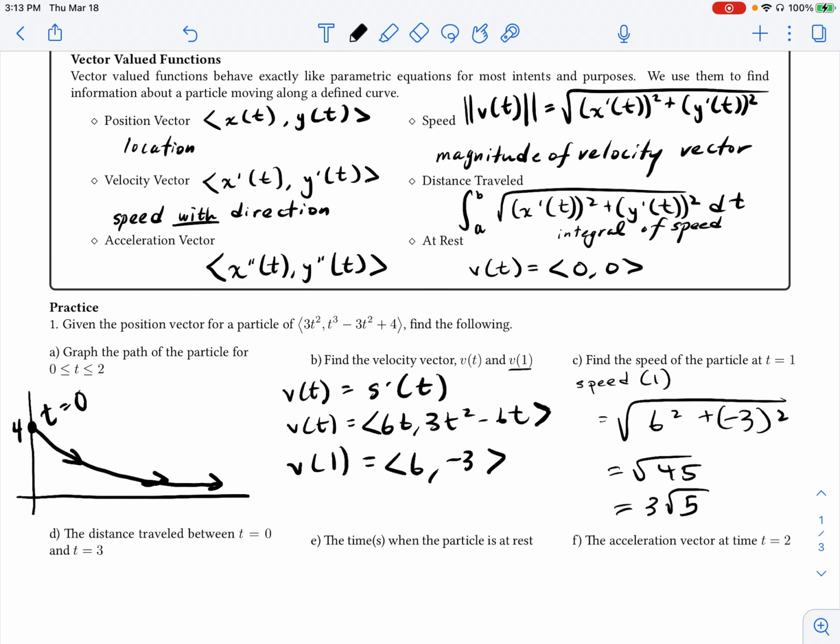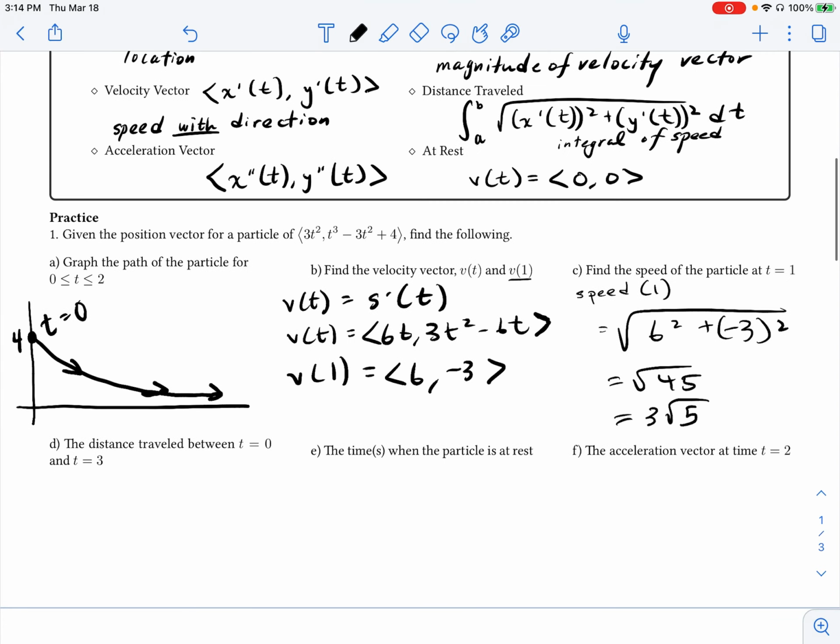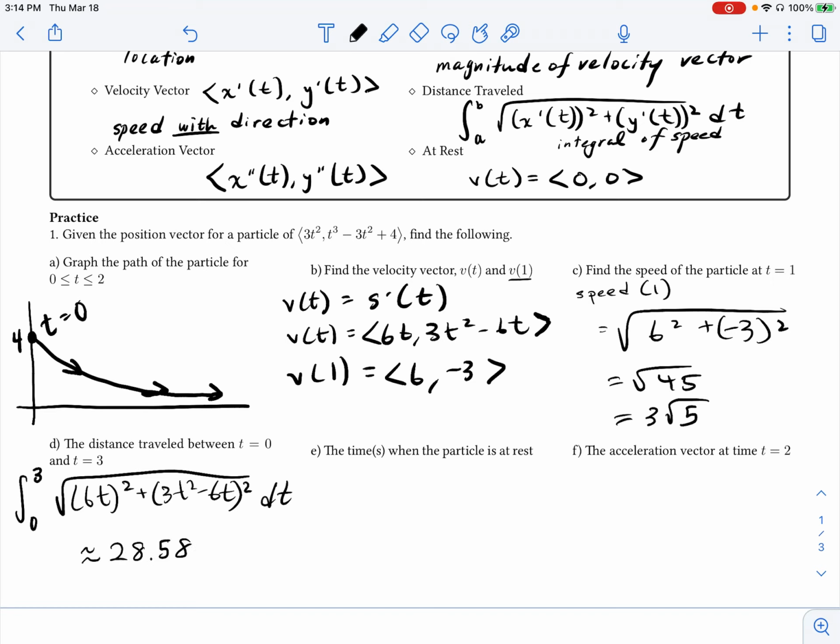All right, now let's look at the distance traveled between t is equal to 0 and t is equal to 3. I know this t is equal to 3 is beyond what we graphed, but I think we can still do it without it. So think about what that would look like. We would find the integral from 0 up to 3 of our speed. So we're going to integrate our speed. That's going to give us our arc length. So we would say the integral of the square root of (6t) squared plus (3t squared minus 6t) squared, with respect to t. And if you punch that into your calculator, you should get approximately 28.583.